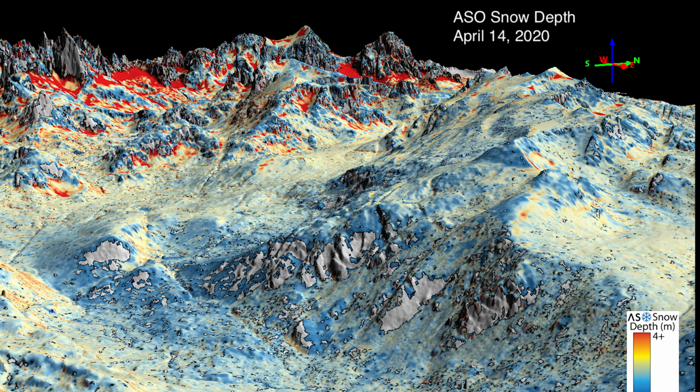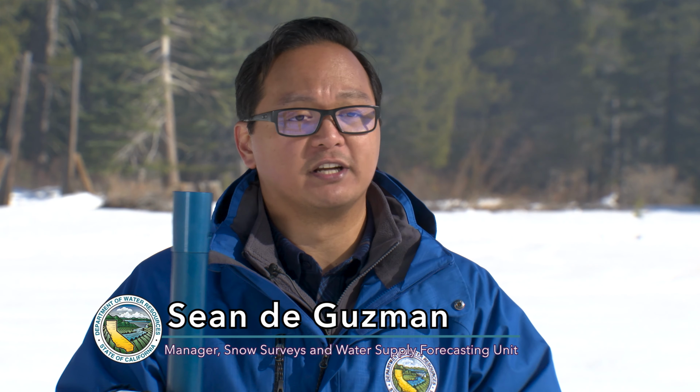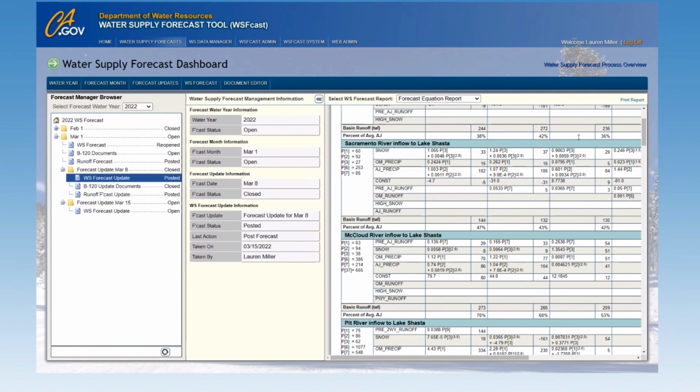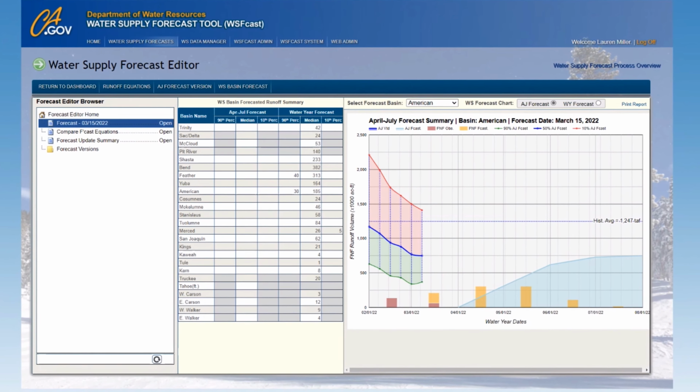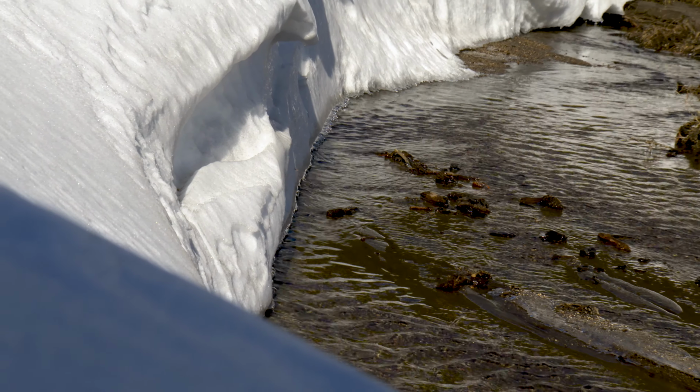We forecast water supply by taking in all the different snow and rain data into our different models. Those models then run calculations that help us inform just how much water will eventually drain into the reservoirs. It's one thing to understand the water content, but it's very important for us and our partner agencies to understand if it's getting ready to melt or not.